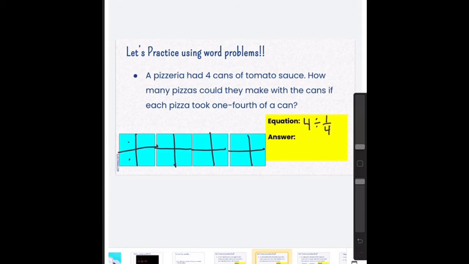And now I need to count my boxes to see how many 1/4 I have. So 1, 2, 3, 4, 5, 6, 7, 8, 9, 10, 11, 12, 13, 14, 15, 16. So my answer is 16. They can make 16 pizzas.